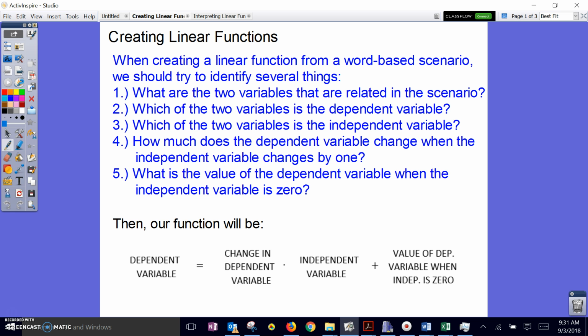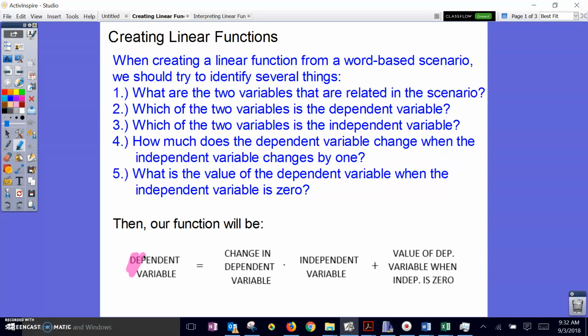The fourth little thing on our checklist: how much does the dependent variable change when the independent variable changes by 1? Now, sometimes this will be obvious for us. Sometimes we might have to do a little bit of work to figure this out. And then the fifth thing we're looking for to write these functions: what's the value of the dependent variable when the independent variable is 0? If we answer all 5 of these questions and can figure out what they are, then we can write a function, and it's very simple.